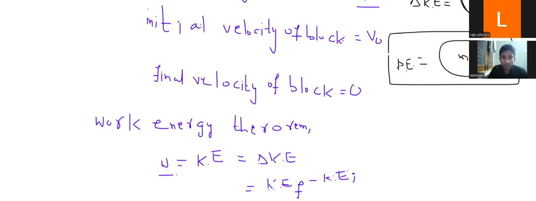So that is a sufficient answer for the work energy theorem. The total work done on a body is equal to the change in kinetic energy. So that states the work energy theorem. Clear? We derived it in yesterday's class.